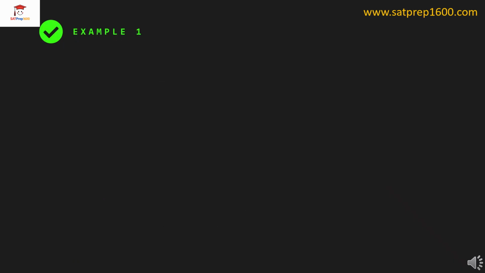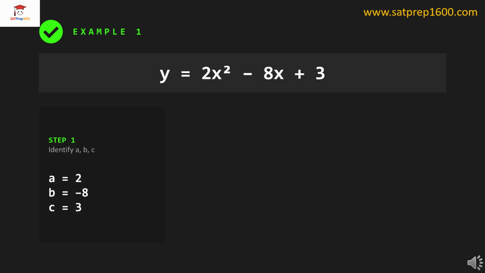This is the example. Step 1. From y equals 2x squared minus 8x plus 3, we get a equals 2, b equals minus 8, c equals 3. Keep in mind that b carries the sign. It's negative 8, not just 8.